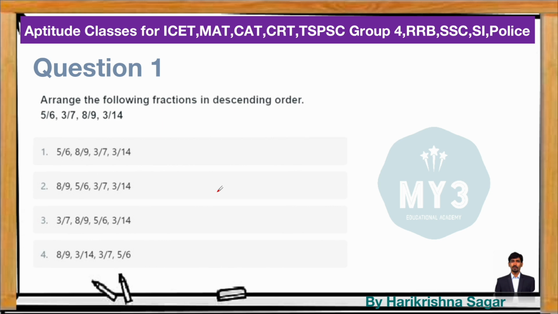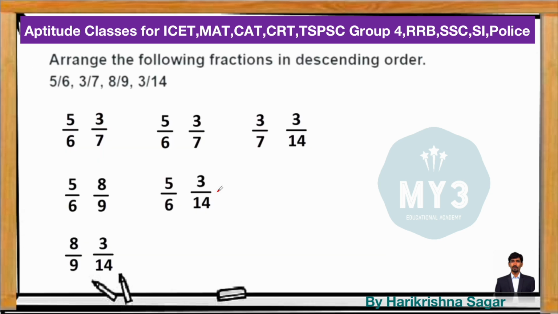5 by 6, 3 by 7, 8 by 9, 3 by 14. So first, what you need to do is take the first fraction, 5 by 6, and compare it with all the others. 5 by 6 compared with 3 by 7: how to compare? 7 into 5 is 35, 3 into 6 is 18. Which is greater here? 35 is greater. That means 5 by 6 is greater.